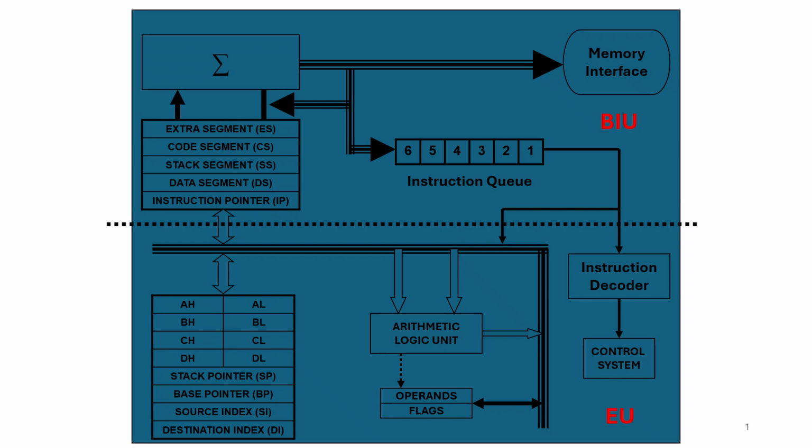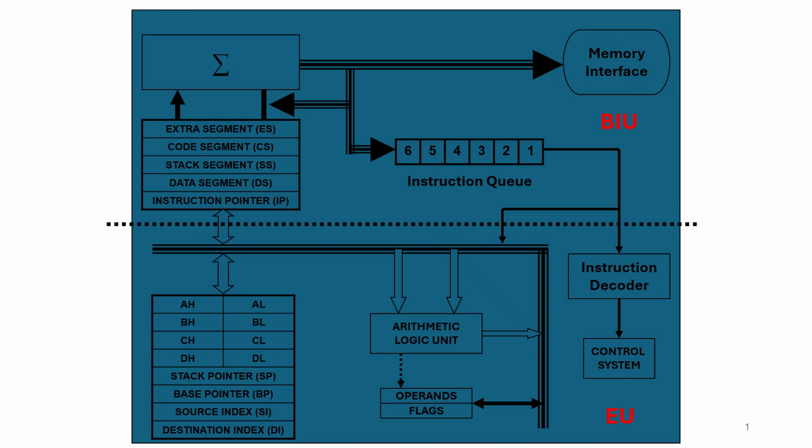The execution unit has the instruction decoder, which decodes the fetched instruction stored in the instruction queue. After decoding, the appropriate signals will be given to the control system, where the control system will generate the control timing signals, which will be sent to various parts of the 8086 microprocessor for their necessary operation.